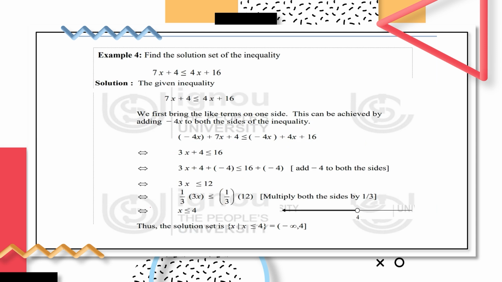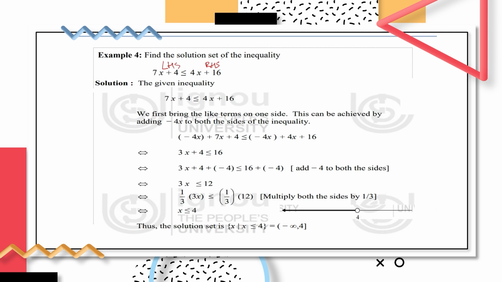Now let's solve one more question, wherein we are supposed to find the solution set of the inequality 7x plus 4 less than or equal to 4x plus 16. This is the left hand side and this is the right hand side of the given inequality. Till now the variables appeared only on the left hand side, and on the right hand side we just had constants. In this inequality, the observation is that the variable appears on both the left hand side and the right hand side.